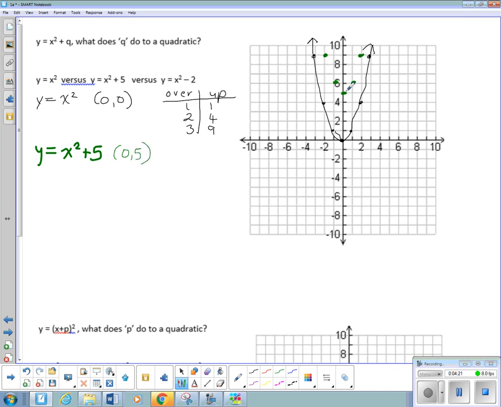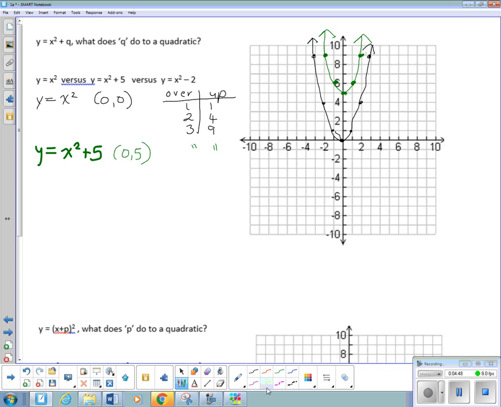So the vertex is at 0, 5, but let's look at the step pattern. From the vertex, over 1, up 1, back to the vertex. Over 2, up 4, back to the vertex. Okay, so the step pattern stayed the same. So that's kind of nice to know. It means if I could find the vertex, I can just apply the same step pattern and I can graph it.